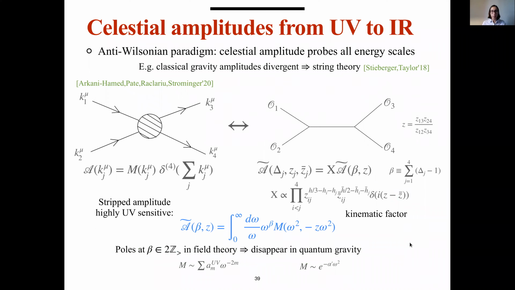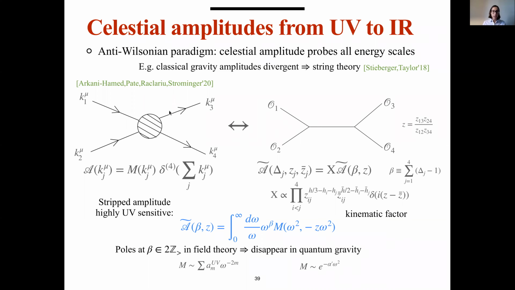Okay, so then another thing I want to mention before closing is the UV sensitivity of celestial amplitudes. Because we integrate over all the energies for massless amplitudes, we no longer have a clear distinction between low energy and high energy, and actually celestial amplitudes probe all energy scales. And an interesting aspect is that in general, classical amplitudes like classical gravity amplitudes are divergent after you perform these integrals. But it can be shown that when you go to string theory, these divergences get softened.